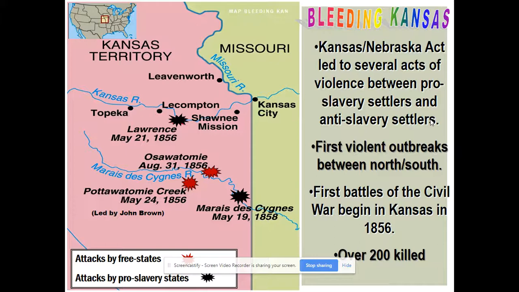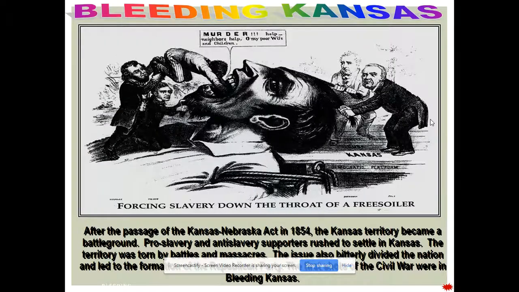John Brown was the most infamous radical abolitionist, and we'll cover him in just a minute. But he and his sons massacred some slave-owning families at Pottawatomie Creek in May of 1856. About 200 people are estimated killed, and well over $1 million in property damage was done.